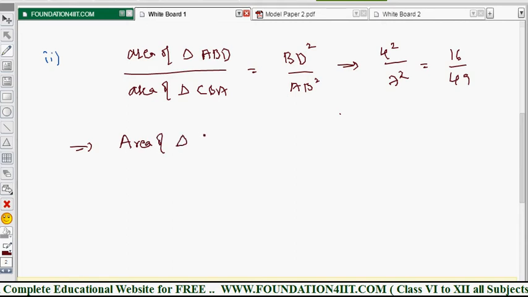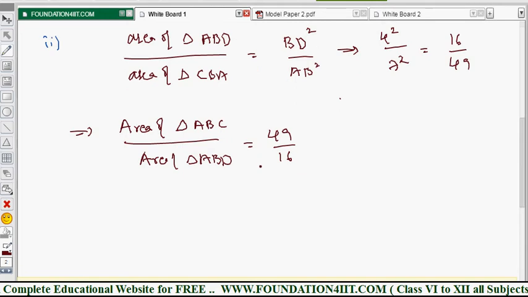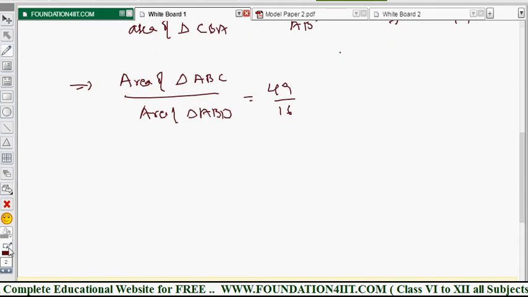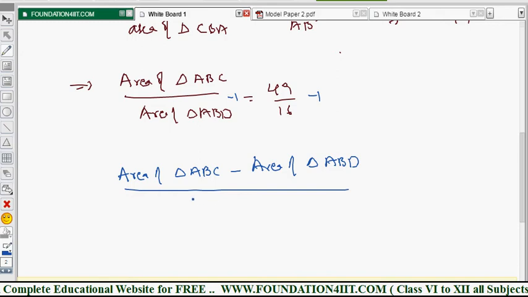So area of triangle CBA, or ABC, by area of triangle ABD is equal to 49 by 16. Now just subtract 1 on both sides. I am taking minus 1 on both sides. Then area of triangle ABC minus area of triangle ABD, by area of triangle ABD.